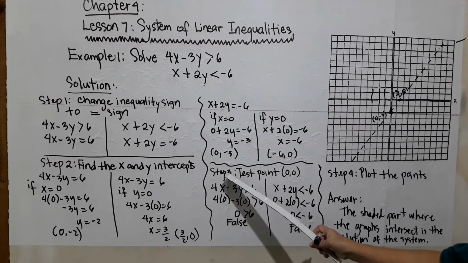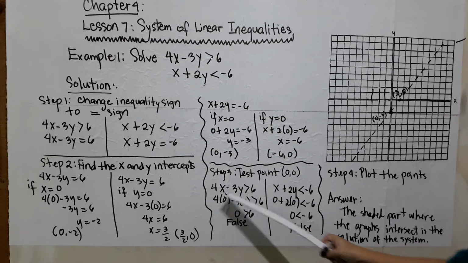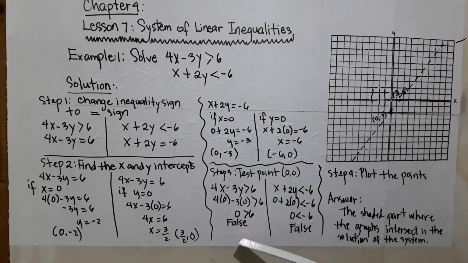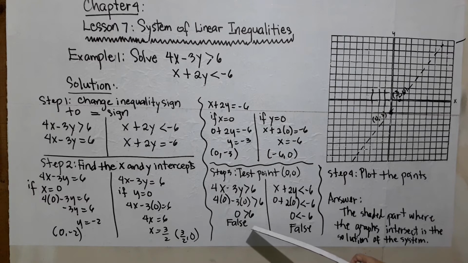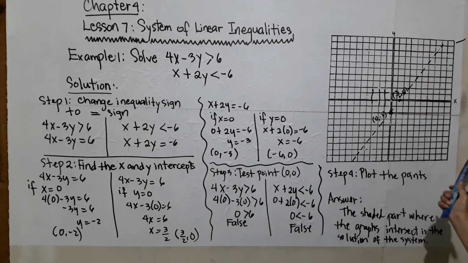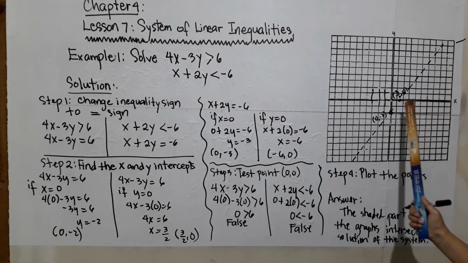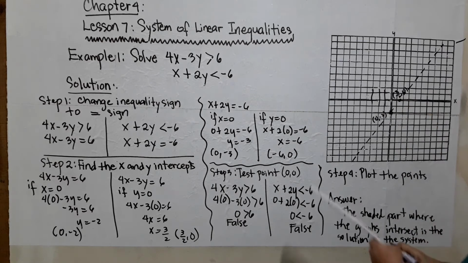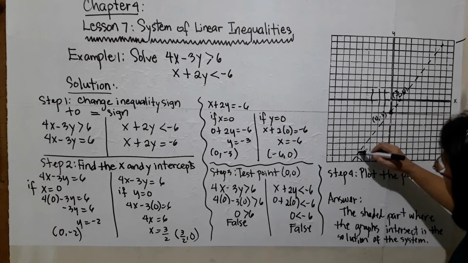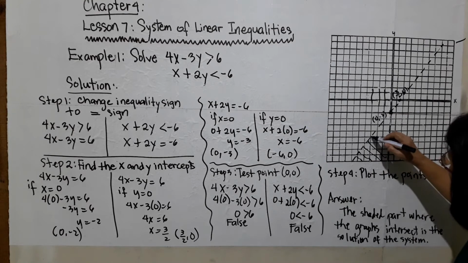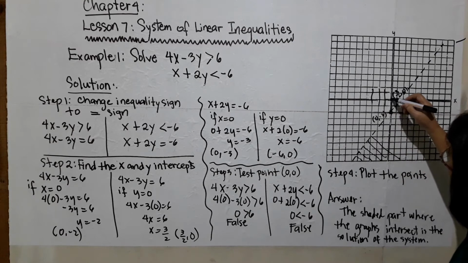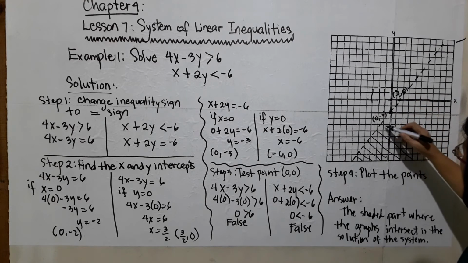So when we have the test point for the first inequality, 0, 0 is not part of the graph, so it's false. So therefore, what part of the graph should we shade? Upper part or lower part? But 0 is not included, so it should be in the lower part. So we have to graph here. 0, 0 is here. So the origin is not included.